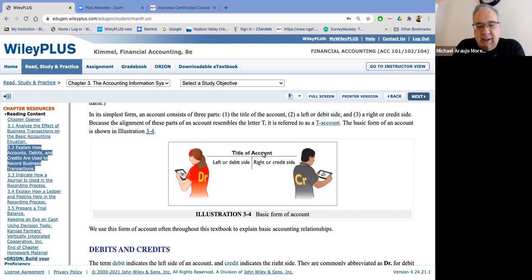So the title of the account would be the exact name of the account, like cash, or common stock or service revenue or rent expense. That would be the title or the name of the account. All accounts have two sides. A left side that we technically call a debit side, and a right side that we technically call a credit side. But all it really means is two sides, the left side of an account and the right side of an account.